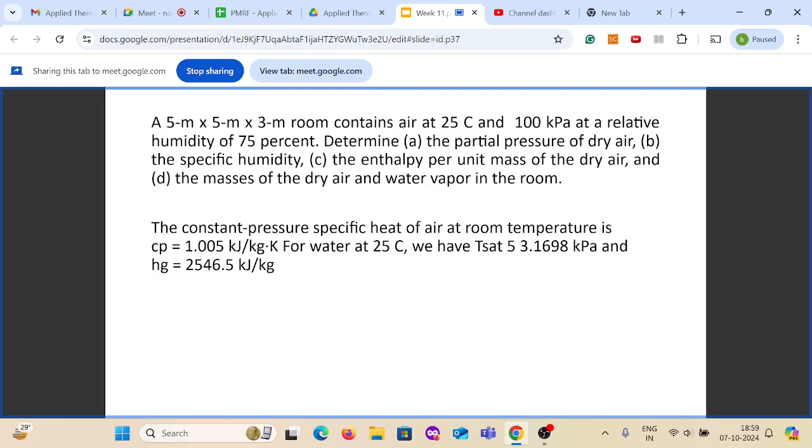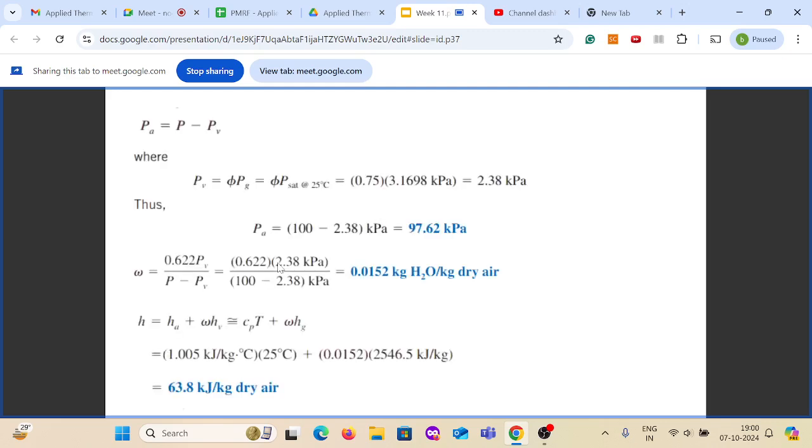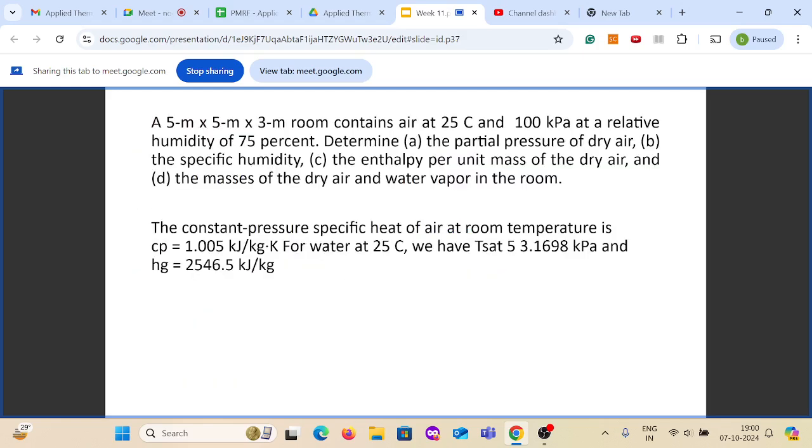So we need to assume constant pressure specific heat for air as given, and for water at 25 degrees Celsius, we have saturation pressure as 3.1698 kilopascal, and your corresponding saturated vapor enthalpy as 2546.5 kilojoule per kg. So this is similar to what we did till now.